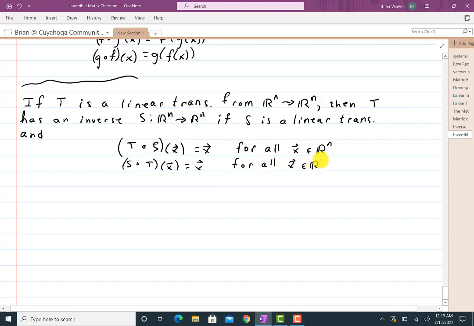in Rn. Now it's slightly different here because the domain for each of these functions is all of Rn, so we don't have to worry about the domain having anything to do with these. So these equations are true for all x in Rn because these functions are defined for all x in Rn. In this case, we write T inverse equals S.